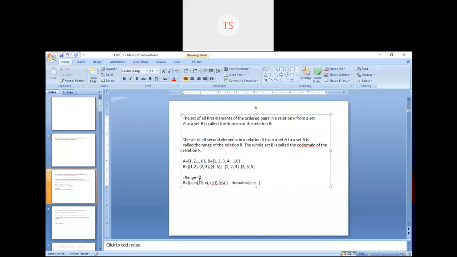A, B, C, F. Yes, A, B, C and F, correct. So clear? Yes, A, B, C and F. So this is range and domain.